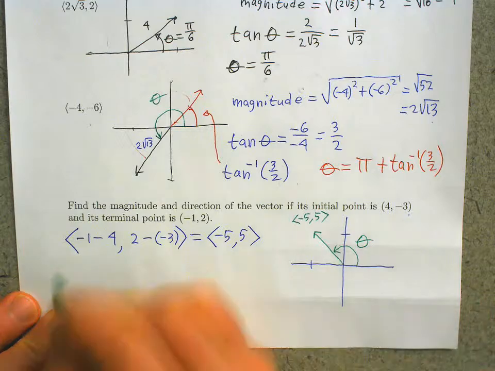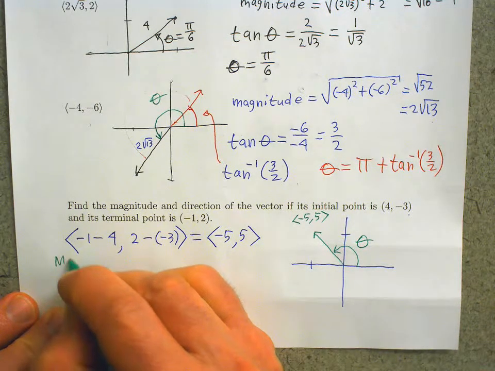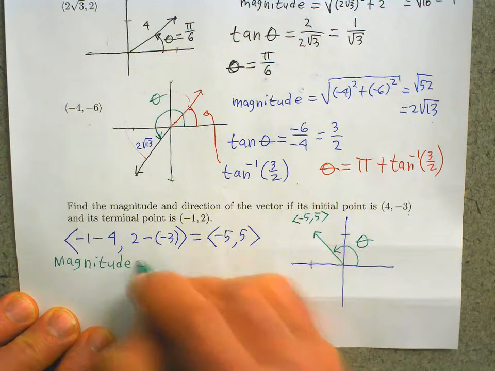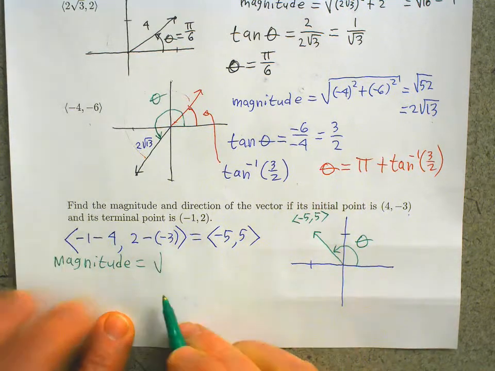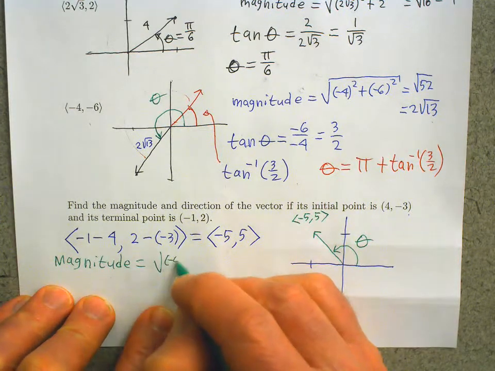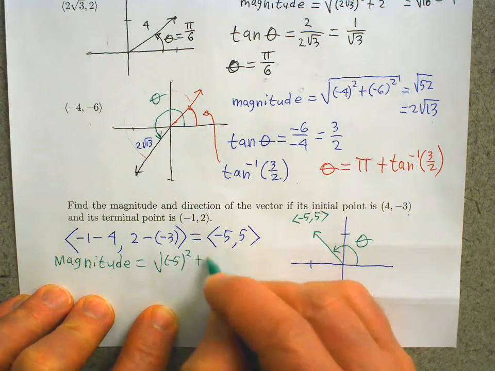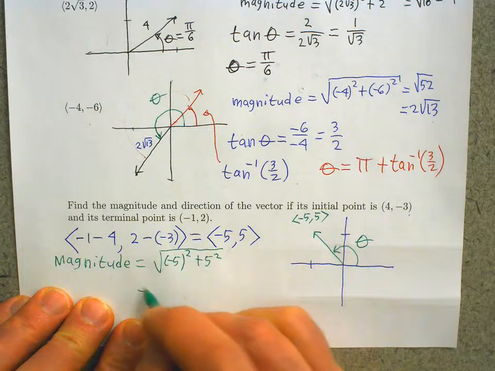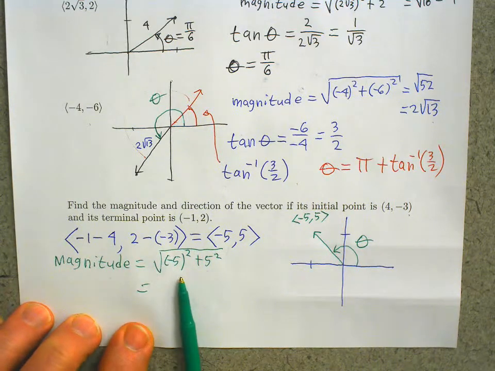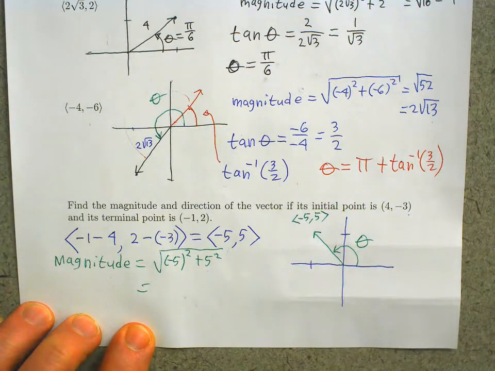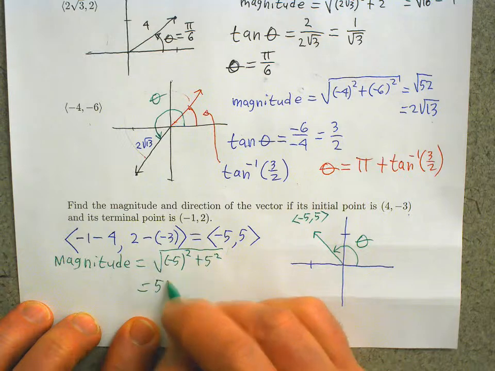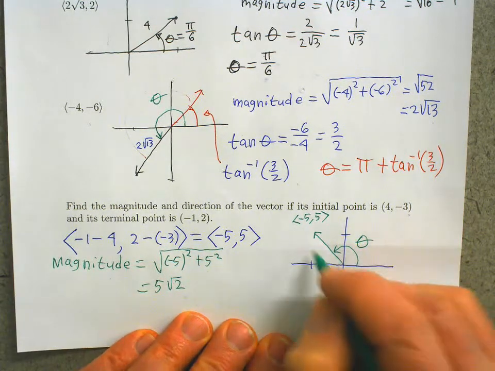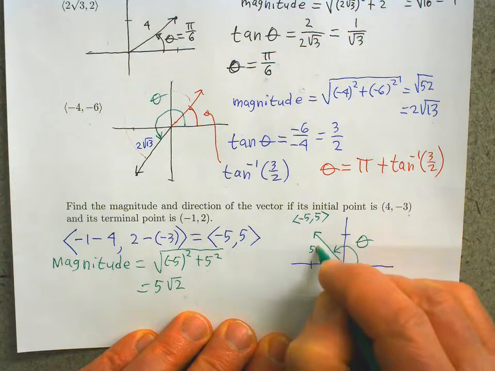Okay, well, the magnitude is equal to the square root of negative 5 squared plus 5 squared. So this is 25 plus 25. Square root of 50 is 5 times the square root of 2. Okay, so that's the length or the magnitude, 5 times the square root of 2.